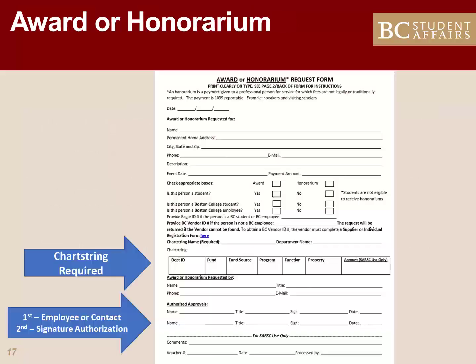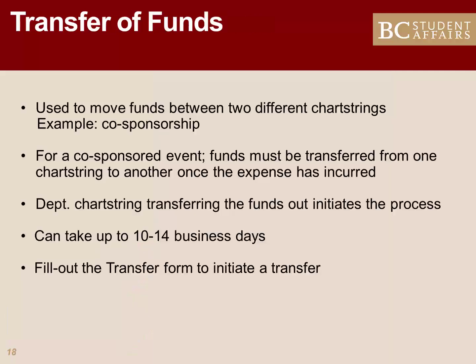An award is used to acknowledge a student for an achievement. Award and honorarium payments are made in the same manner as an outside vendor payment. However, with an award or honorarium, a contract is not required. If you do have a contract or invoice, please utilize the outside vendor payment form. The next slide I will discuss is how to request a transfer of funds.